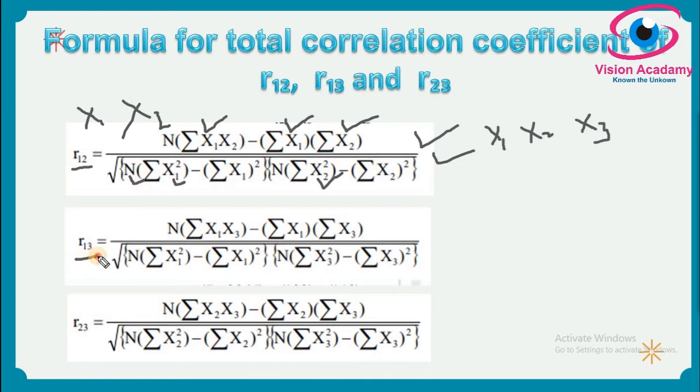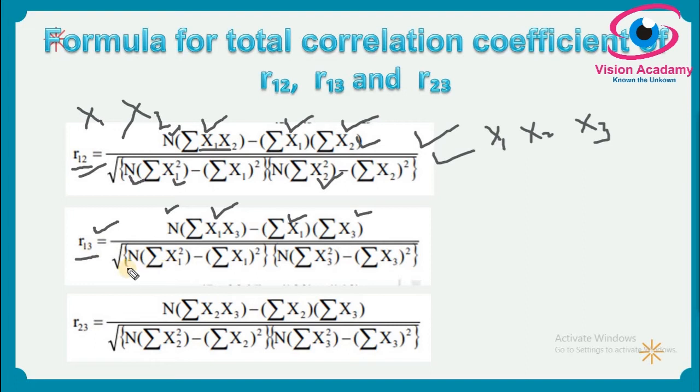And in case of R13 zero order correlation, we use the same thing that we used in the case of R12. There we used all the combinations of x1 and x2, and here we use all the combinations of x1 and x3. Others are the same. Here we use x1 and x3, and n is common here and here also. Here we use summation x1, and summation x3, because we are dealing with R13.